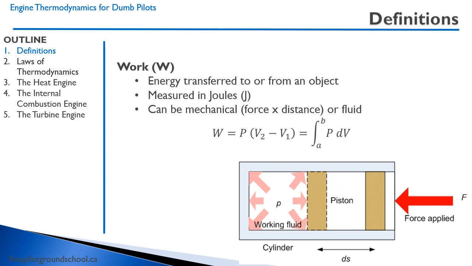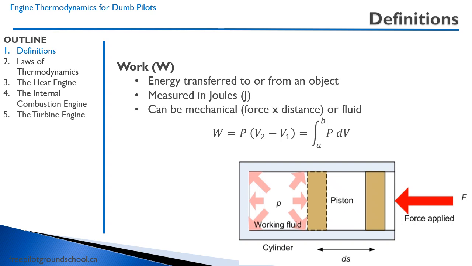So we have this equation here, work equals P, so pressure, times V2 minus V1. So the volume 2, the end volume, minus the first volume. So it's basically pressure times the change in volume. Okay. And then this is the integral symbol if you like your calculus, on the right side. So it's the area under pressure with respect to volume.